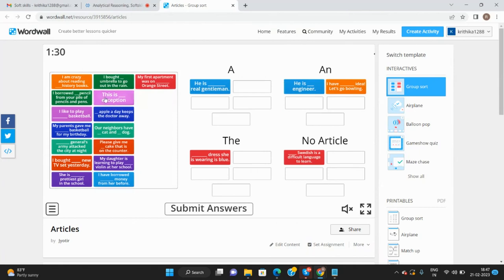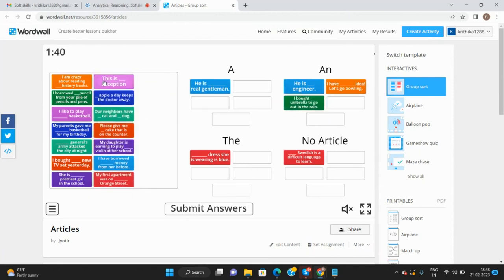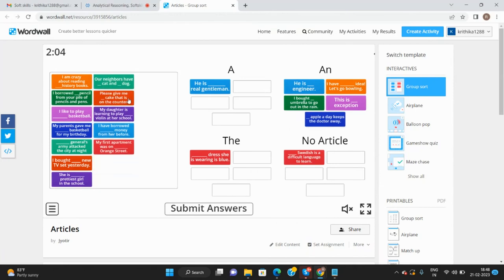Okay. I bought dash umbrella to go out in the rain. An umbrella. Super. Very good. Okay. This is dash exception. This is an exception. Very good. Dash apple a day keeps the doctor away. An apple a day keeps the doctor away.